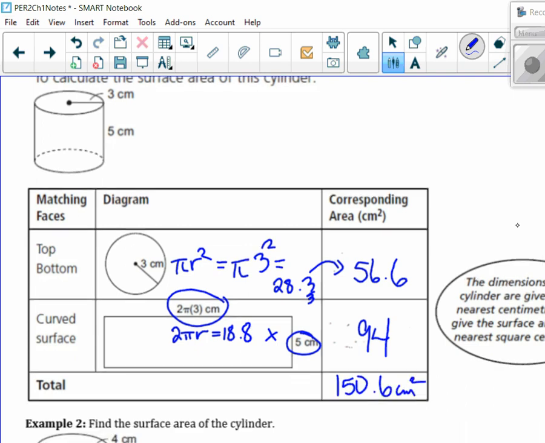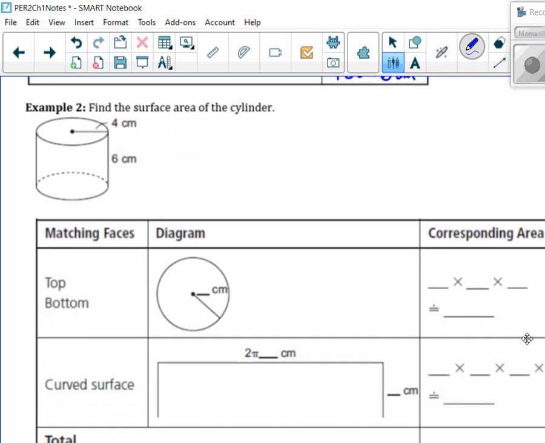Okay, so why don't you try the next example on your own. If you want, you can pause the video. Okay, so radius is 4. Sometimes they give you the diameter, so watch that. You might have to take the diameter and divide by 2 to get the radius. So this would be pi times 4 squared, which gives me 50.3. I get 100.6 for 2 of them, because of the top and the bottom.